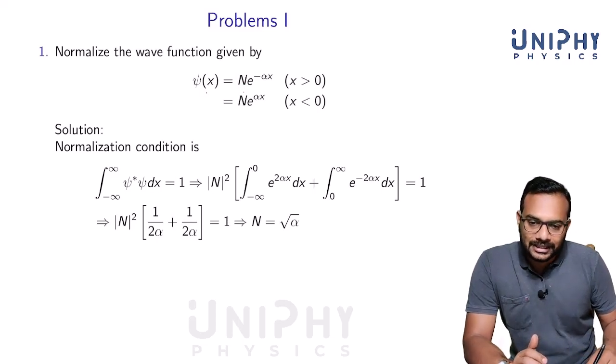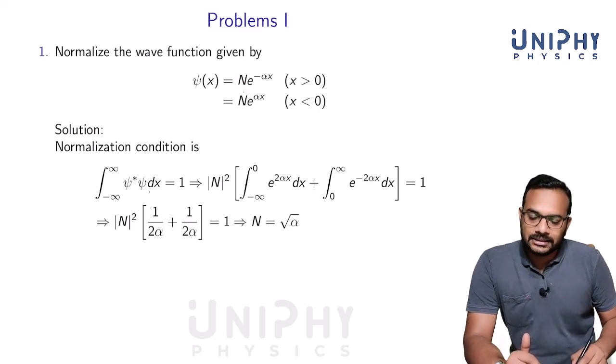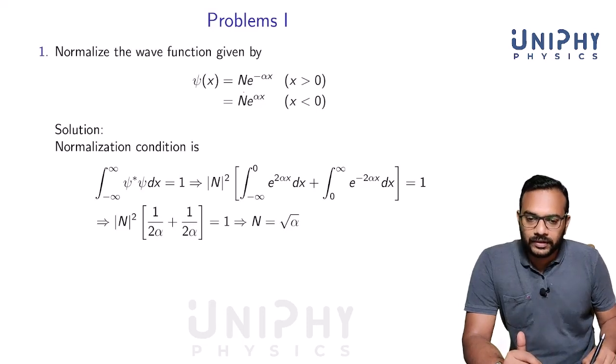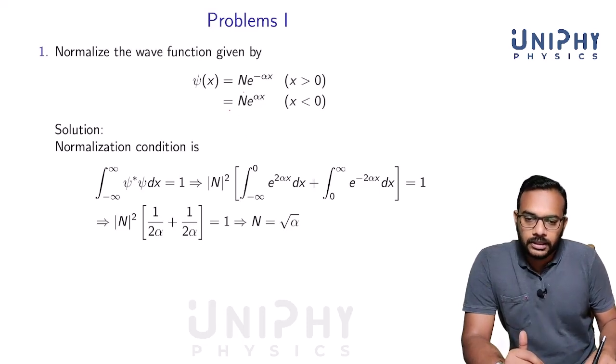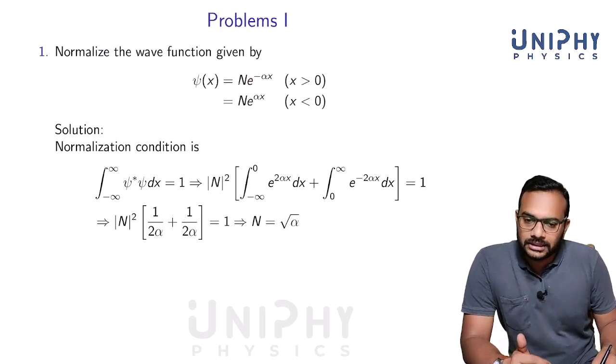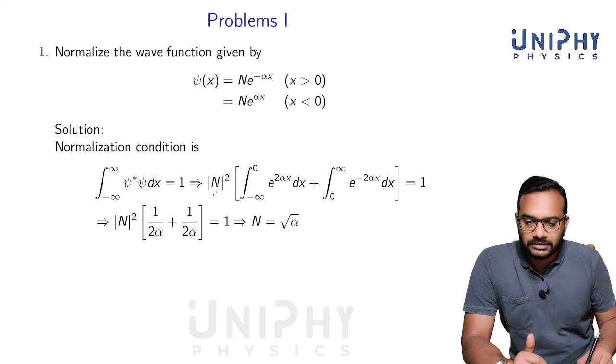So we demand that the integral of psi star of x, psi of x dx, integrated all over space, is equal to 1. From this N we get modulus of N squared. You see that it's a real wave function, so psi star of x equals psi of x. This N could be complex, because we are not told what it is, so that's why we write modulus N squared here.